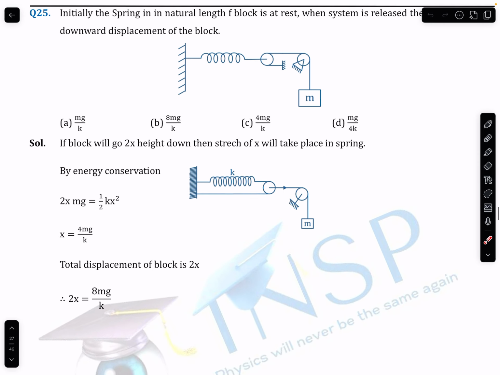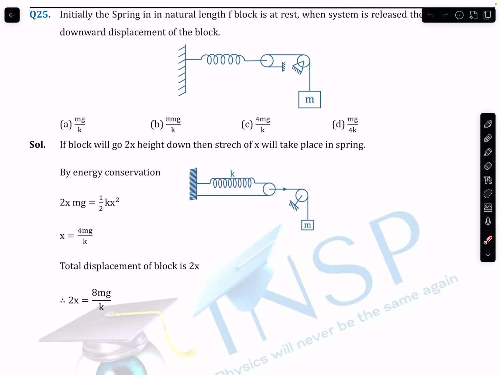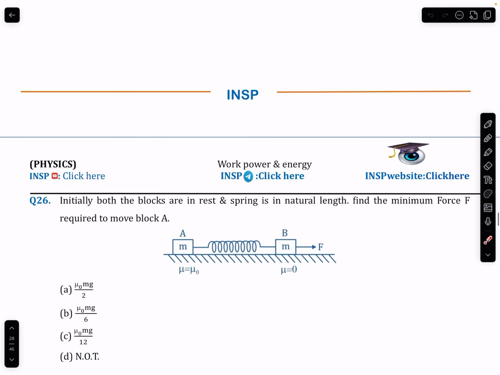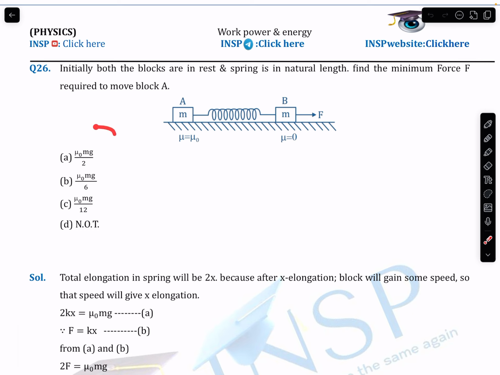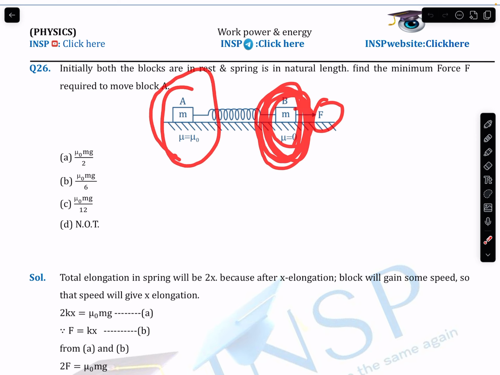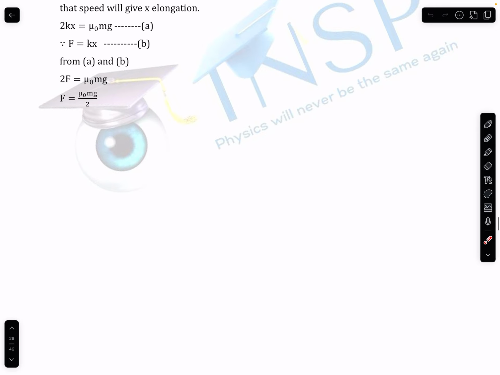For these problems, I have discussed some shortcuts, so you can use that also in the regular classes. This is also another very easy problem. So mu naught mg by 2. It is the extension of Irodov problem, where f is equal to mu1 mbg, mu b mgb, and here mu naught mg by 2. So just see that.